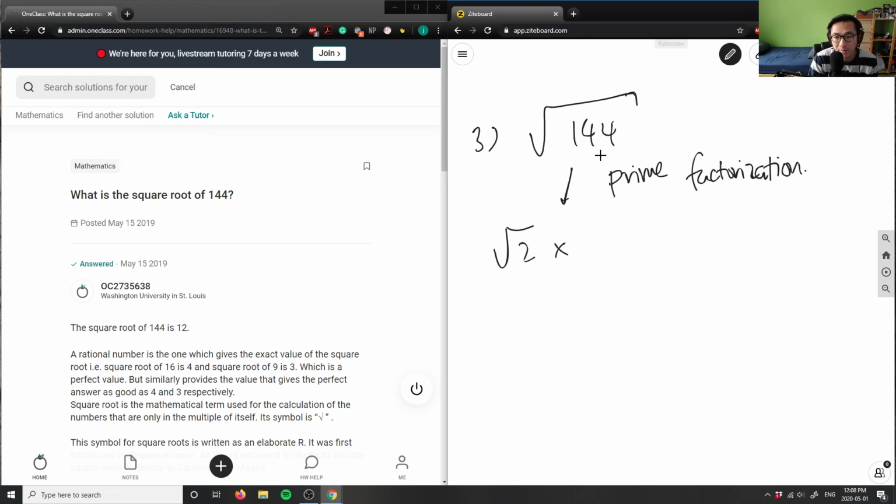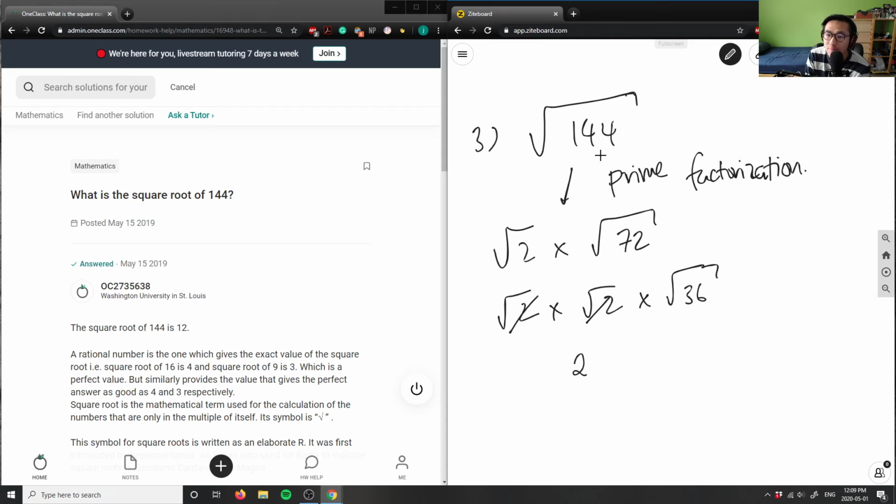If I divide 144 by 2, I'm going to get, I believe it's 72 here, right? Yeah, 72. So 144 divided by 2 here is 72. And then I can take 72 and divide that by 2 further, right? So I can take another 2 out from 72, and 72 divided by 2 is 36, right? And we know that square root of 2 times square root of 2 will give us root 4, which is simply just 2, right? So the square roots are going to cancel out.